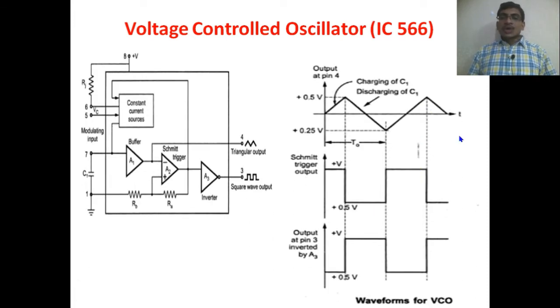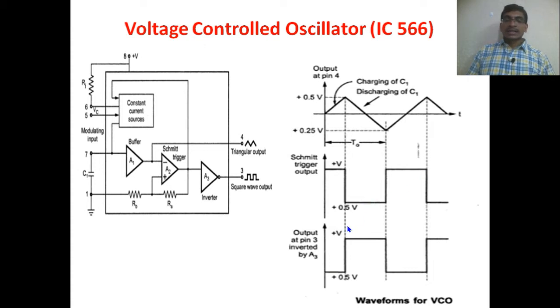These are the output waveforms of the voltage controlled oscillator. At pin number 4 we get the triangular wave, and this is the Schmitt trigger output. If you observe, the triangular wave and Schmitt trigger output are in phase, because when the triangular wave is a positive going ramp, the output is the plus V saturation at this node. When the triangular wave is a negative going ramp, the output is a minus V saturation.